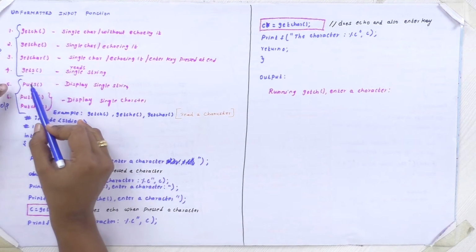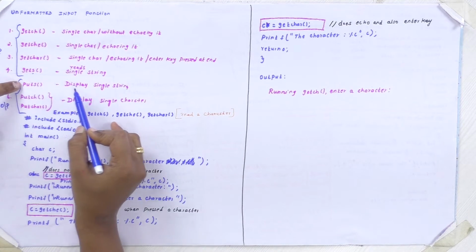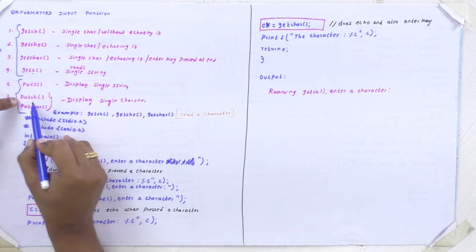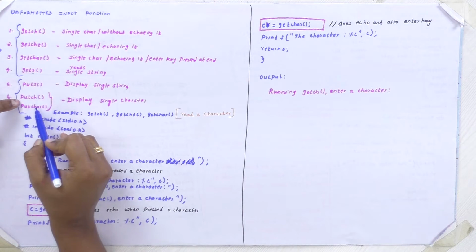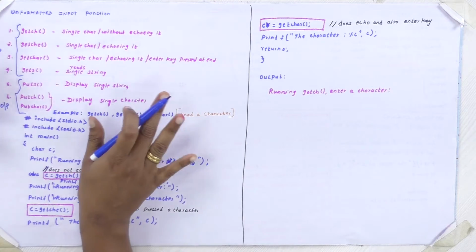The next ones are output functions. puts refers to string. It displays a single string. Then the next one is putchar, which displays a single character in the console output.